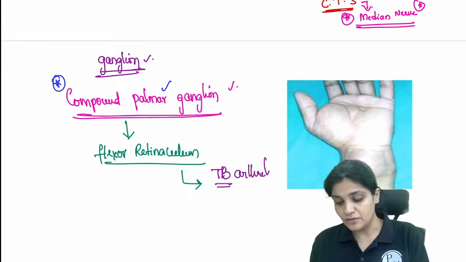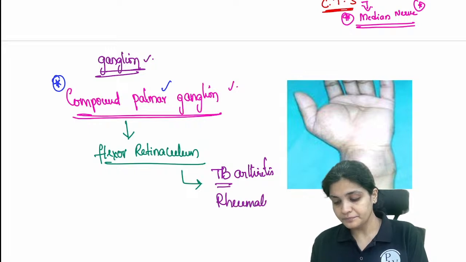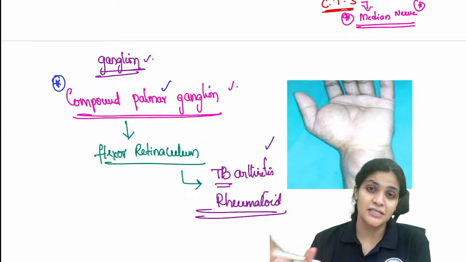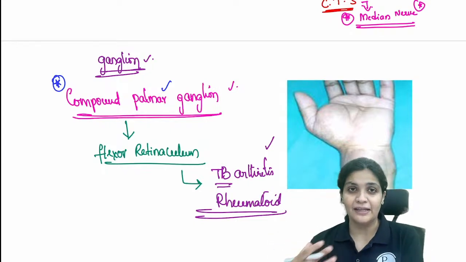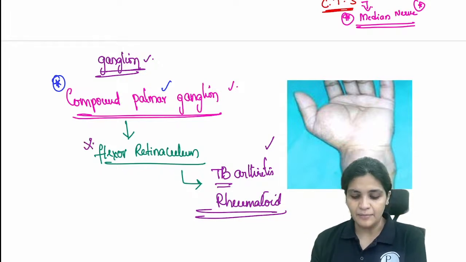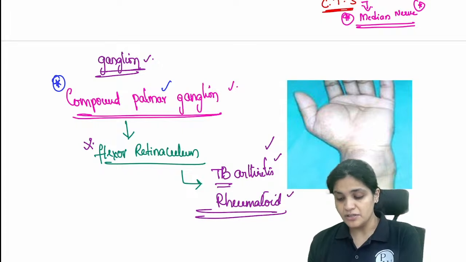So usually in case of TB arthritis, case of rheumatoid, such complex cases, they will not ask you in the exam, but I'm telling you this could be a last question. You know, you have answered everything and then they will ask you what is compound palmar ganglion. Right, so this is arising from the flexor retinaculum and usually is seen in tuberculosis and rheumatoid.